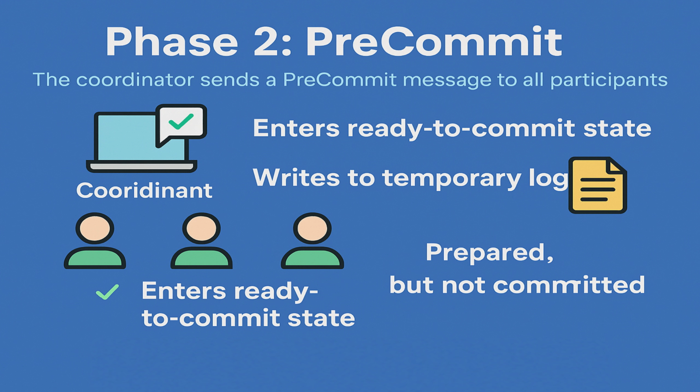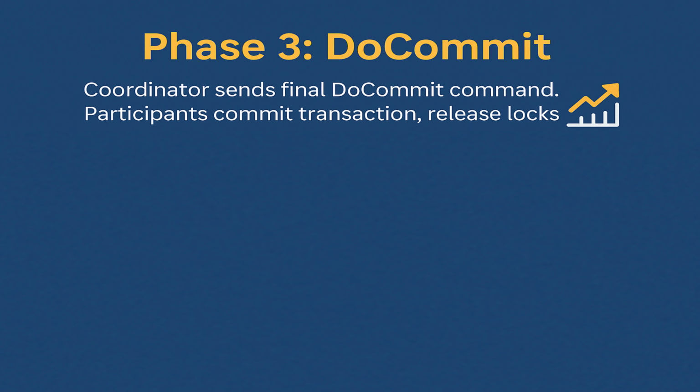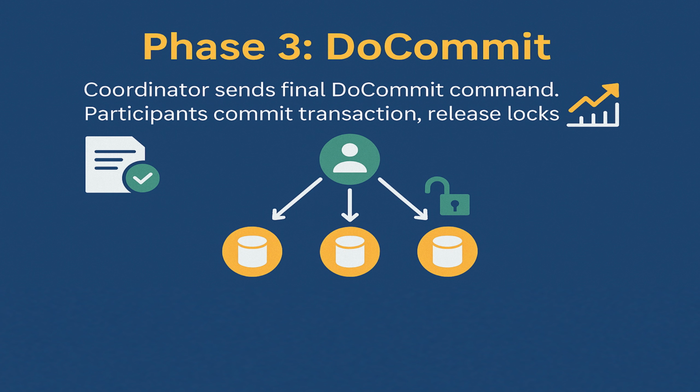However, unlike two-phase commit, participants know that all others are also ready, so they can make decisions even if the coordinator fails. So this is what makes three-phase commit non-blocking. The last phase is DoCommit. Once the coordinator receives all the pre-commit acknowledgements, it sends a final DoCommit command. Each participant then commits the transaction and releases the locks it has obtained. In case the coordinator crashes at that point, participants can still decide whether to commit on their own, because they know everyone was ready in the previous phase.